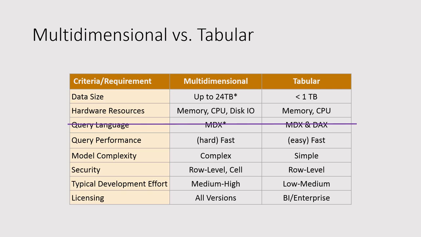So data size. The next one, hardware resources. And for both models, memory and CPU is fairly important. Obviously, with Tabular, you want to have more memory. But with multidimensional, that's where your disk I/O comes into play. And it's been a big deal as far as eking out performance. So being able to pull the data off of disk and process it, these large fact tables doing aggregation type queries, disk I/O has predominantly been the bottleneck.